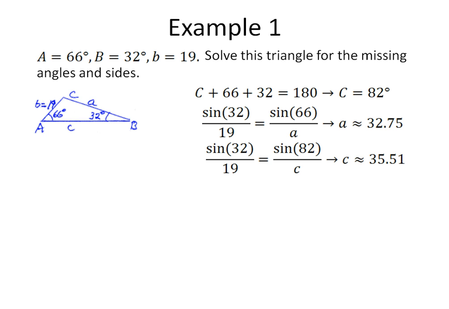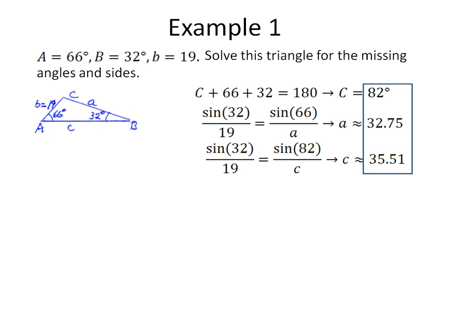We repeat this with the information to find the length of C. So the sine of 32 over 19, because this information was given to us, that's why we're using that ratio, is equal to the ratio of the sine of 82, which is the measure of angle C, divided by the length of side C. If we cross multiply and divide the proportion, it gives us C is approximately 35.51. Okay, so that's our solution for this particular problem.